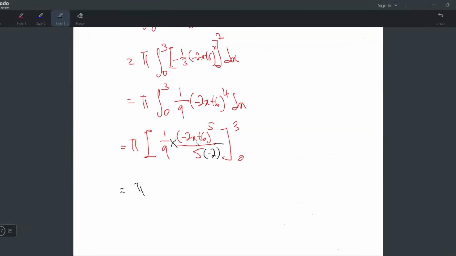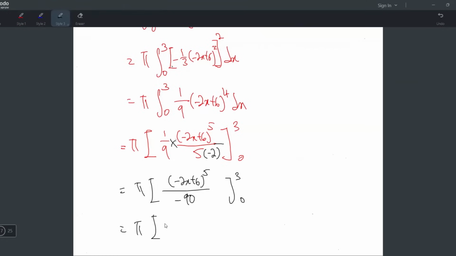Before you substitute the 3 inside, you simplify first. Because this one, you can multiply. So top times top becomes negative 2x plus 6 power 5. And then bottom times bottom is 9 times 5, 45, times 2, 90, with a negative. Okay, so now with that, you can substitute the 3 inside.